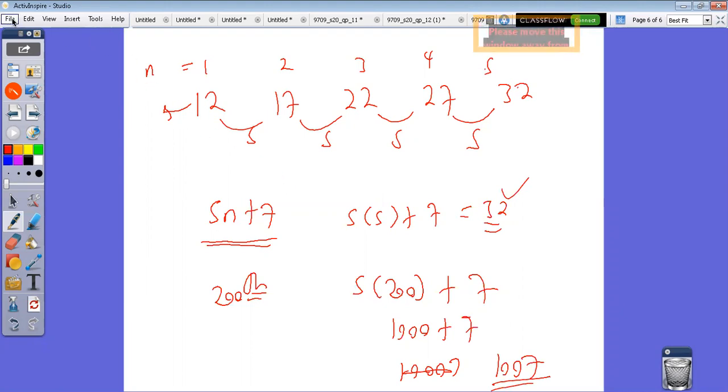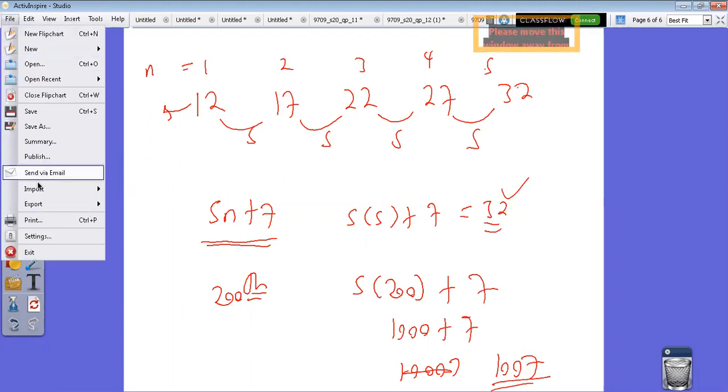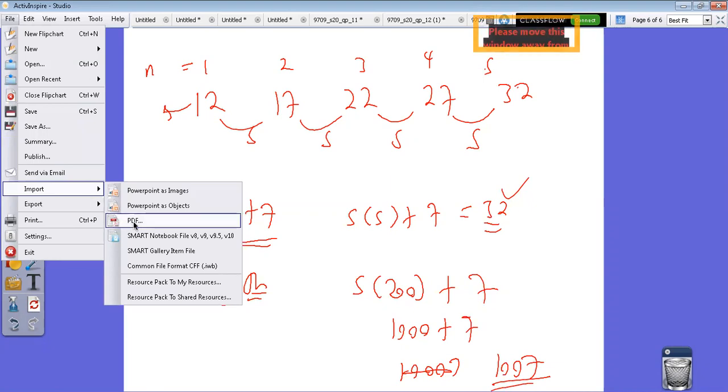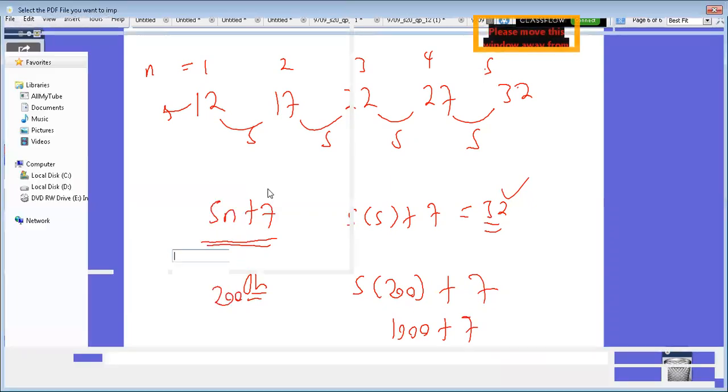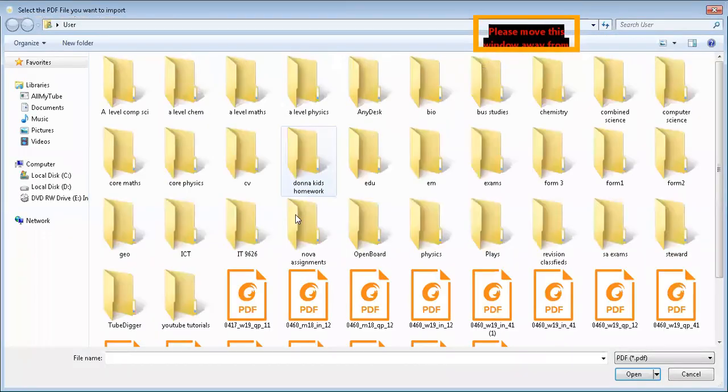Clear? Let's do some basic questions on this. Let's do some very basic questions. This is the quadratic. This first part is easy. Okay, quickly.